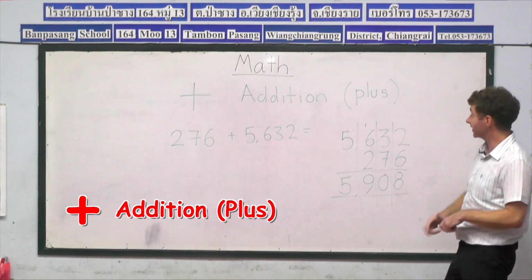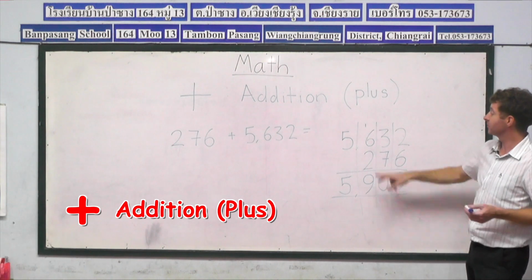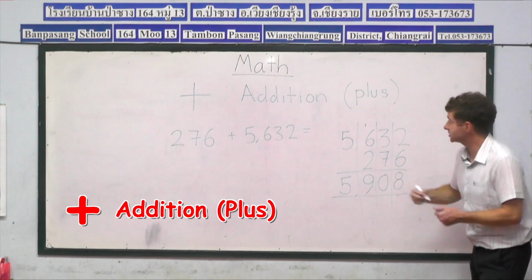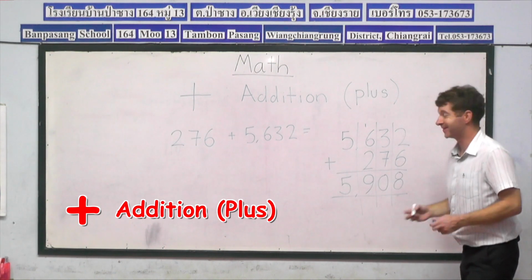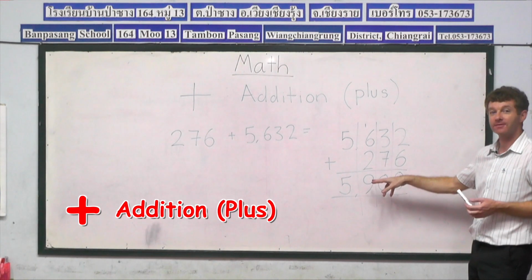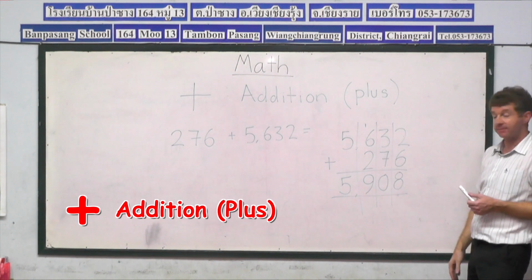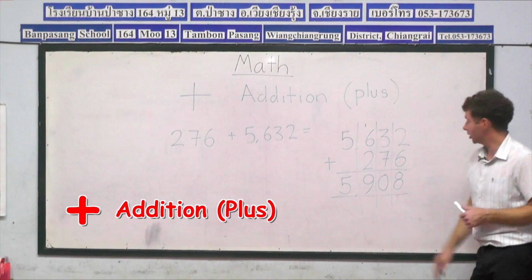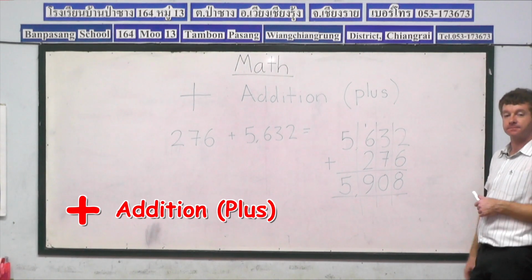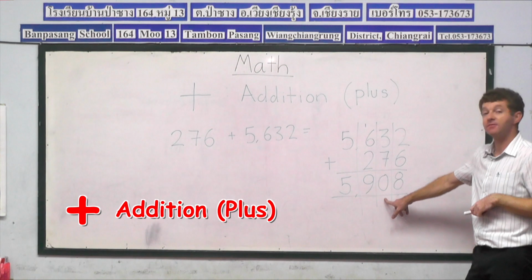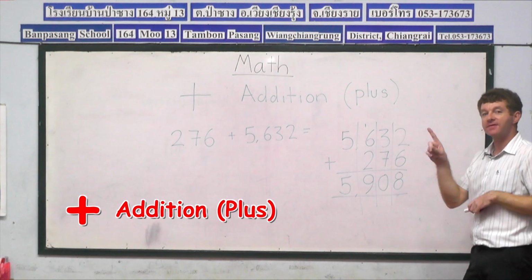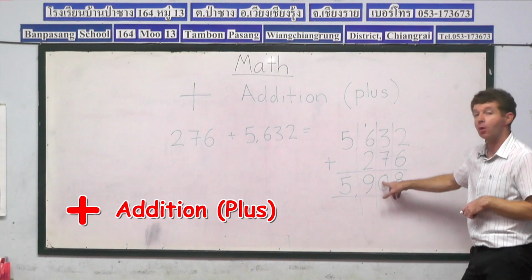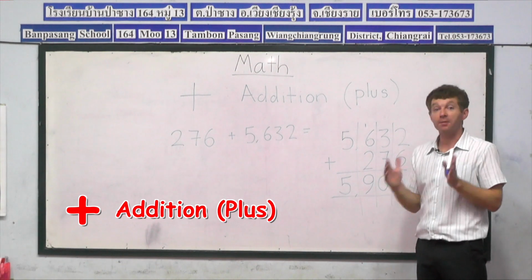So we can work out together 5,632 plus, I forgot my plus sign, plus 276 equals 5,908. Yes. Now notice the 10 value is 0. But when we're adding together, we always need to include the zeros wherever they are, because the 0 is important to maintain the place value.